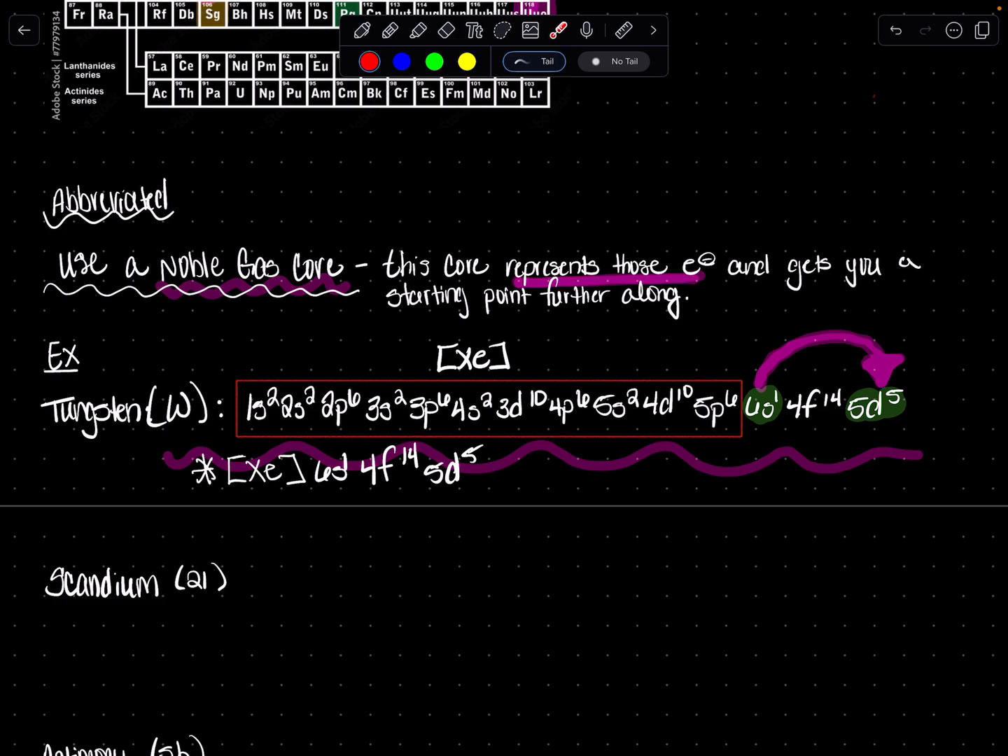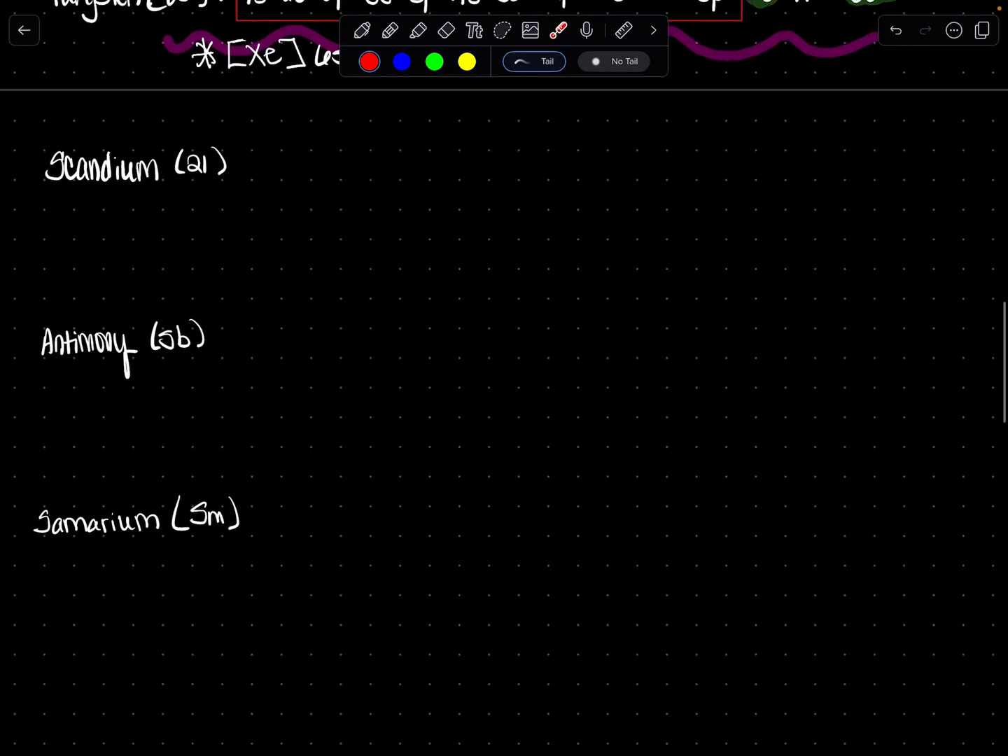So based on what you know, I want you to give yourself a try using these examples here. We're going to go with scandium with 21 electrons and go on down the line.